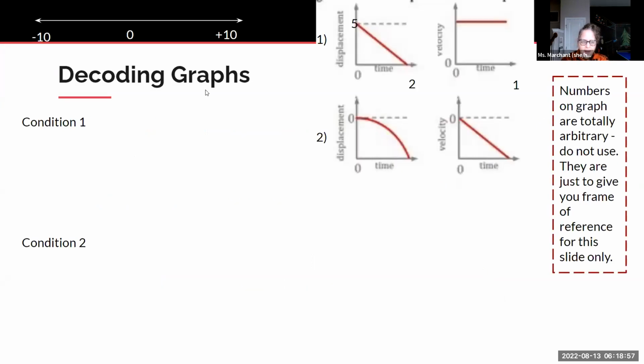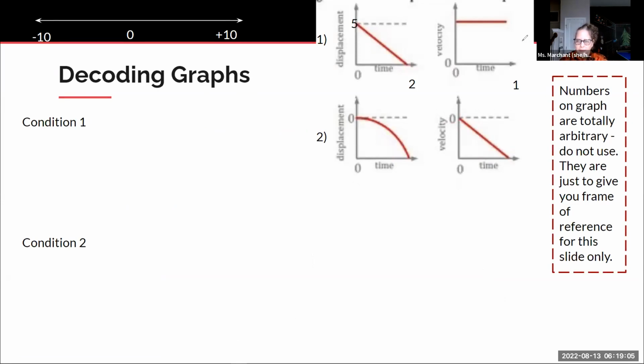When we're looking at our graphs here, think about what it means. Condition 1 is this top row here. We're starting at 5 and we're going to 0. So our displacement is we're coming back to the origin position for a certain amount of time. It's a straight line, so our velocity is constant. So our velocity is a horizontal line.